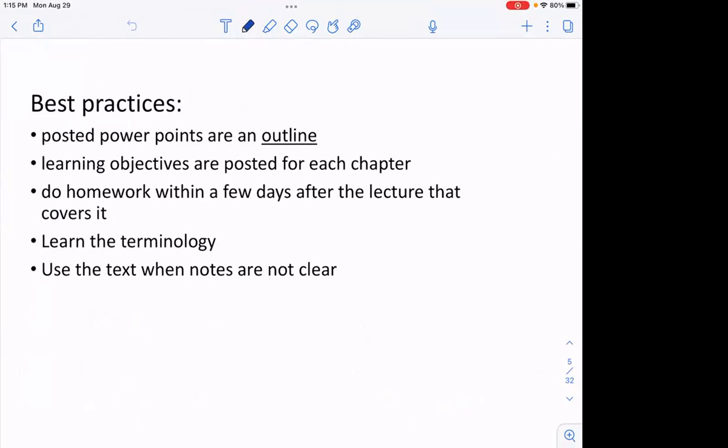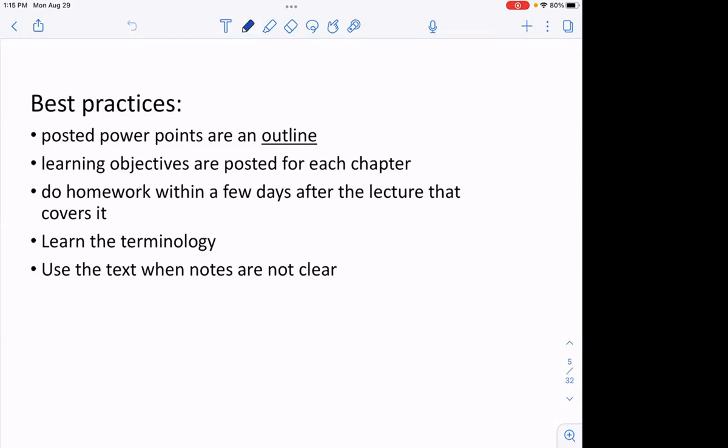So I would encourage you to do those. Like I said, there's not very many for each chapter, maybe like 10 or 15 homework questions. It's not a lot. So I would encourage you to do that after I've lectured over it. See if you can answer them without even looking in the text, and then it's there for reference if you need it.